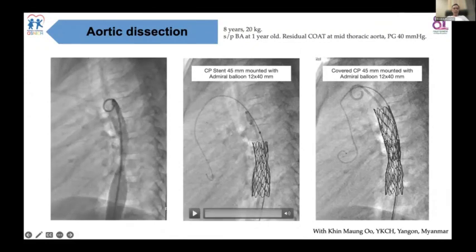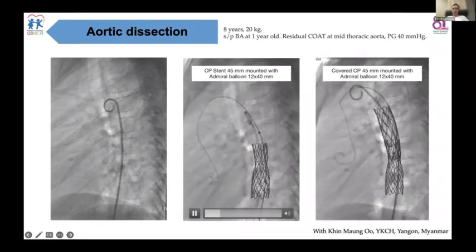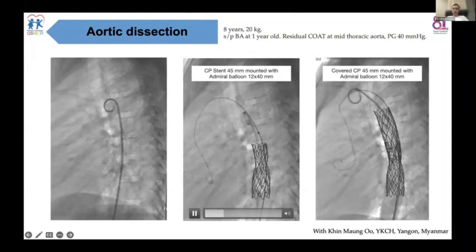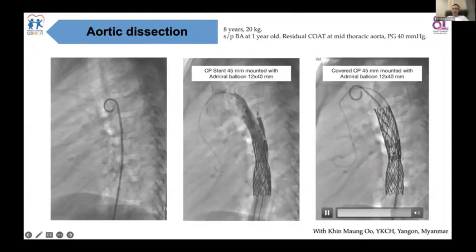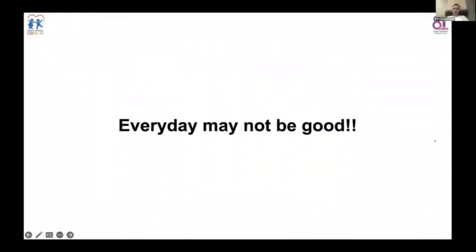And also, when we deal with aortic dissection, of course, a covered stent can be very useful. I'm sorry that this cannot be run properly. Oh, there. So here you can see that there is a dissection after we implant the CP stent here. So with that, we need to somehow cover it with another CP stent. Yes. So every day may not be a good day, I would say.